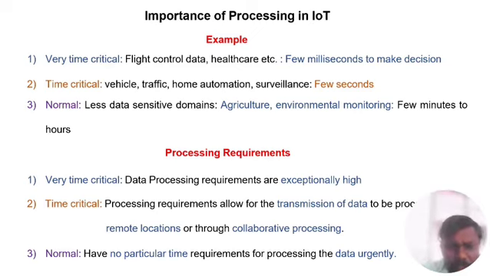The next one is processing requirements. For these three categories, the processing requirements are very high for very time critical, and slightly lower for time critical. And for normal, there is no particular time for data urgency.